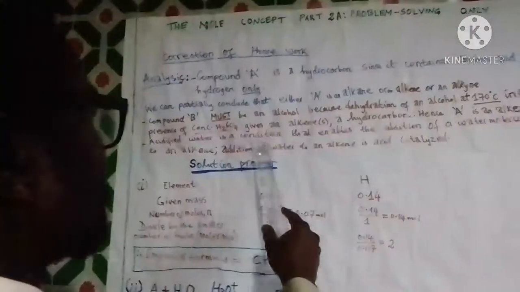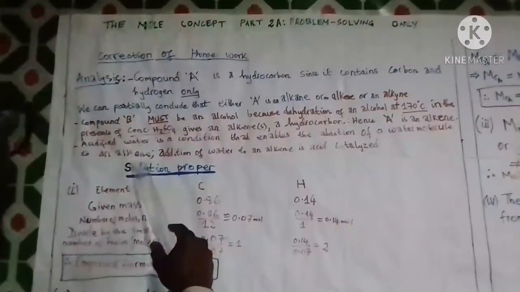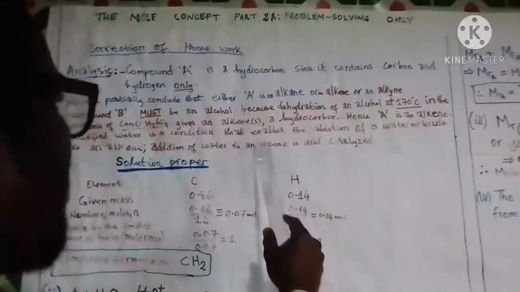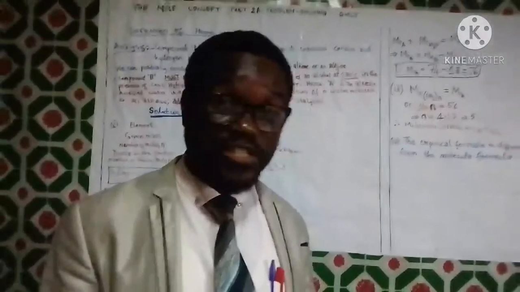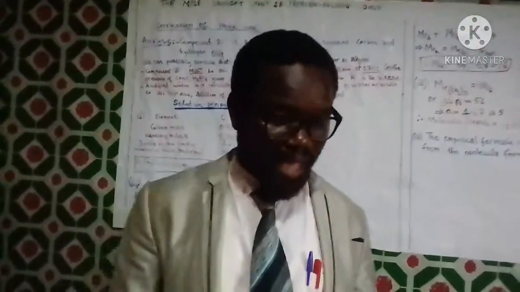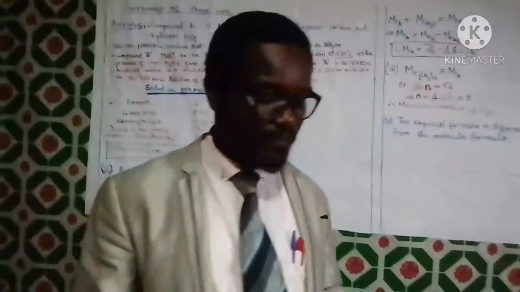Acidified water is a condition that enables the addition of a water molecule to an alkene. Addition of water to an alkene is acid catalyzed. Let's now begin with the solution proper. Question small roman 1 says, calculate the empirical formula of capital A.